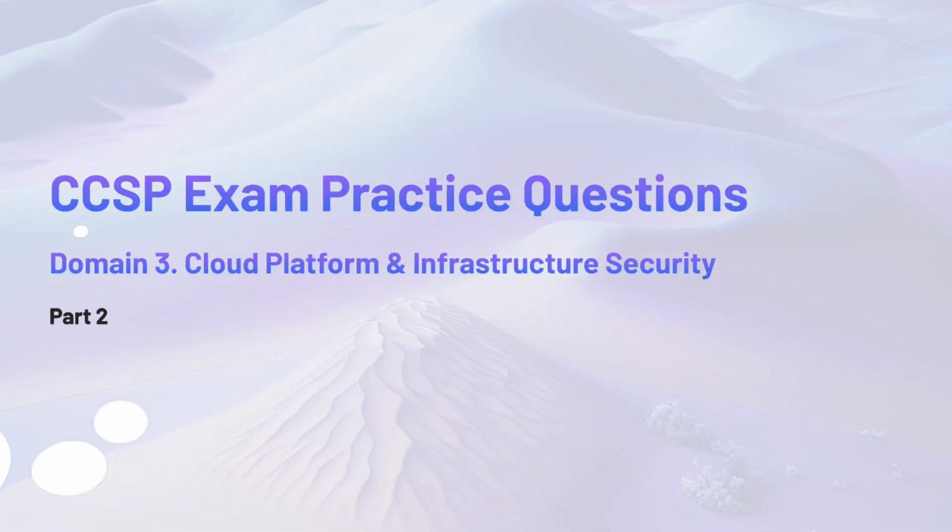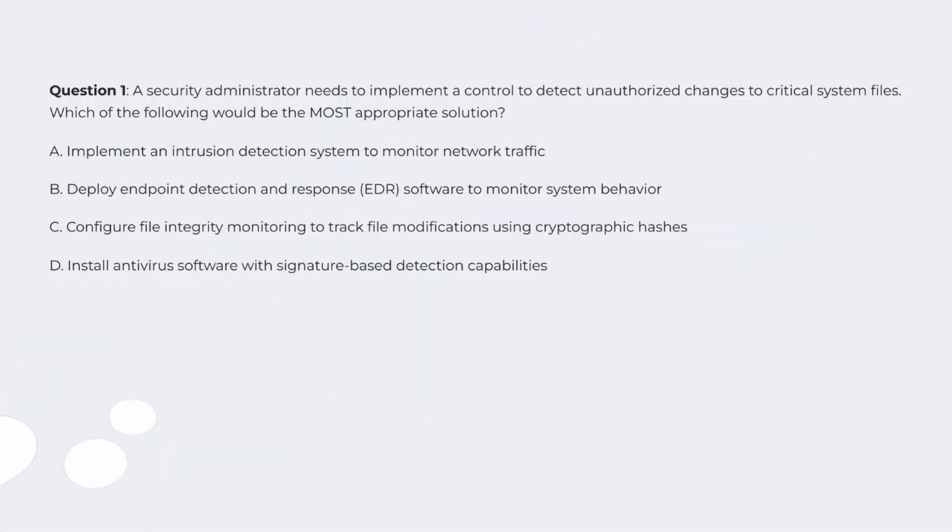CCSP exam practice questions, Domain 3. Cloud Platform and Infrastructure Security, Part 2. Question 1. A security administrator needs to implement a control to detect unauthorized changes to critical system files. Which of the following would be the most appropriate solution?